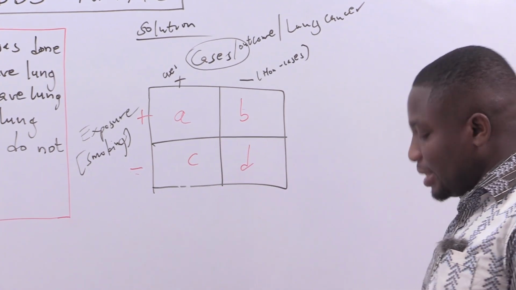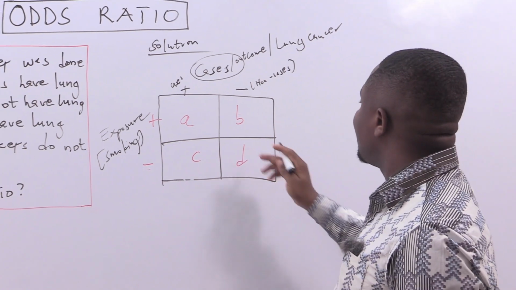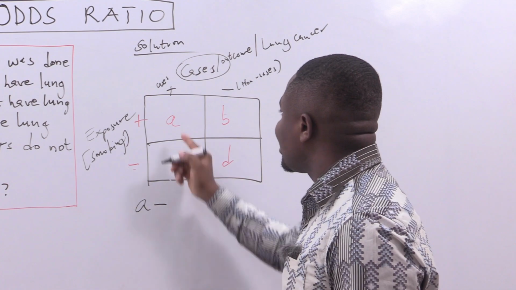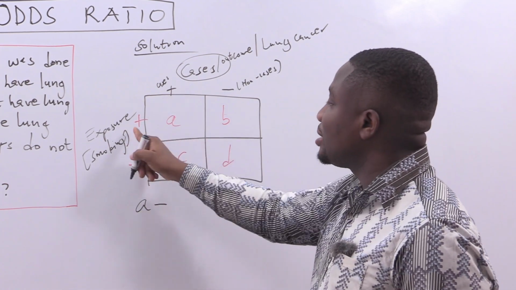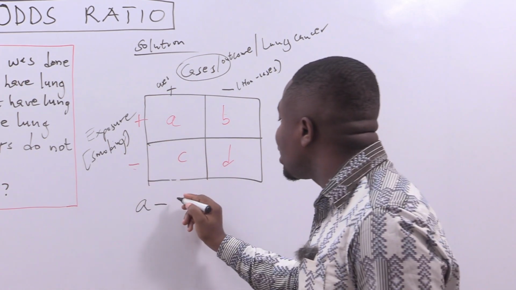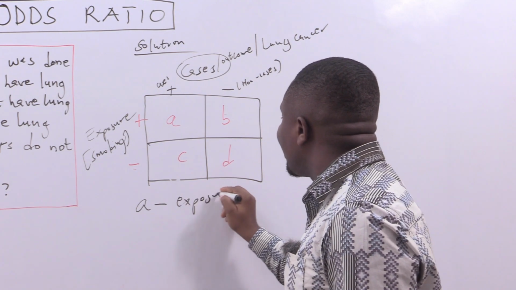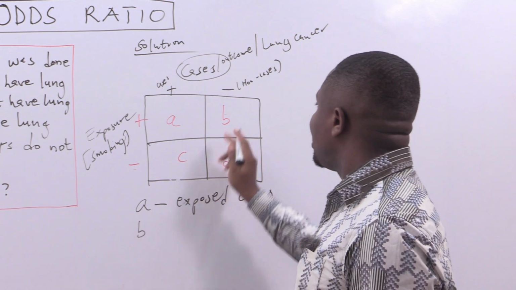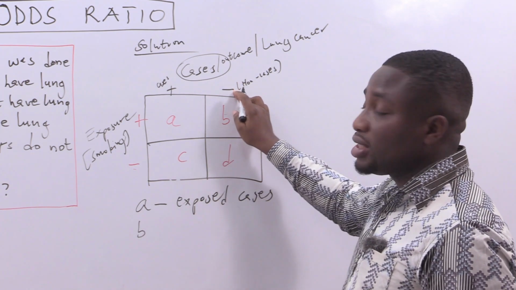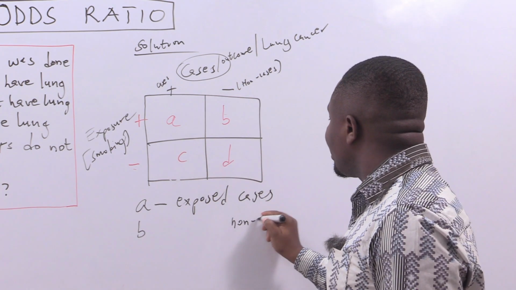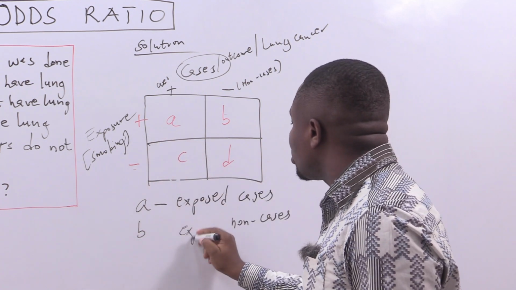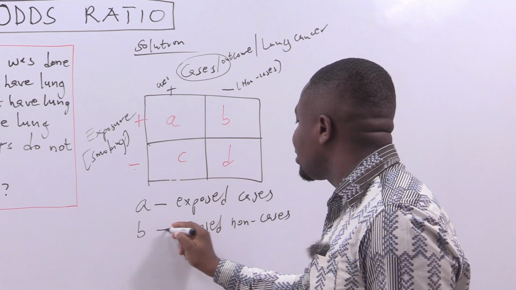Now let's define the terms. A will be defined as, what do we have? It's a case. Is there exposure? Yes, there's an exposure. So that becomes exposed cases. Then we'll go to B. Is there a case? No, it's a non-case. Is there exposure? Yes. So that becomes exposed non-cases.